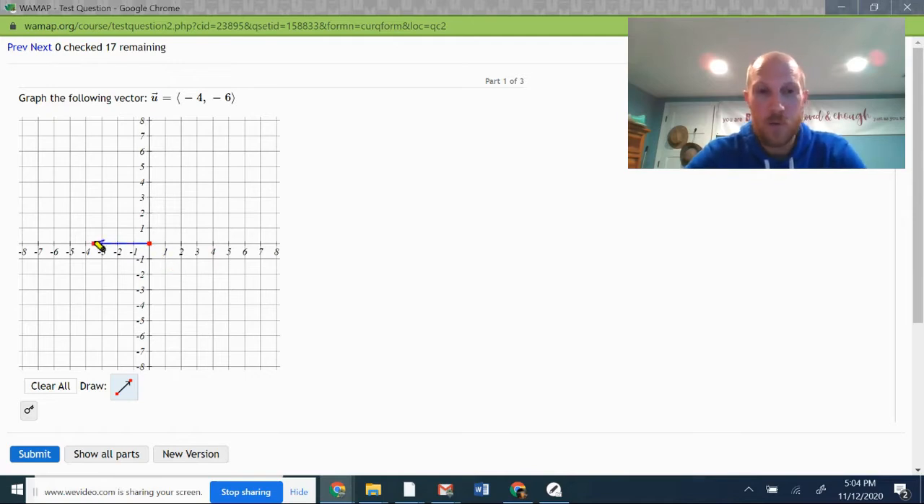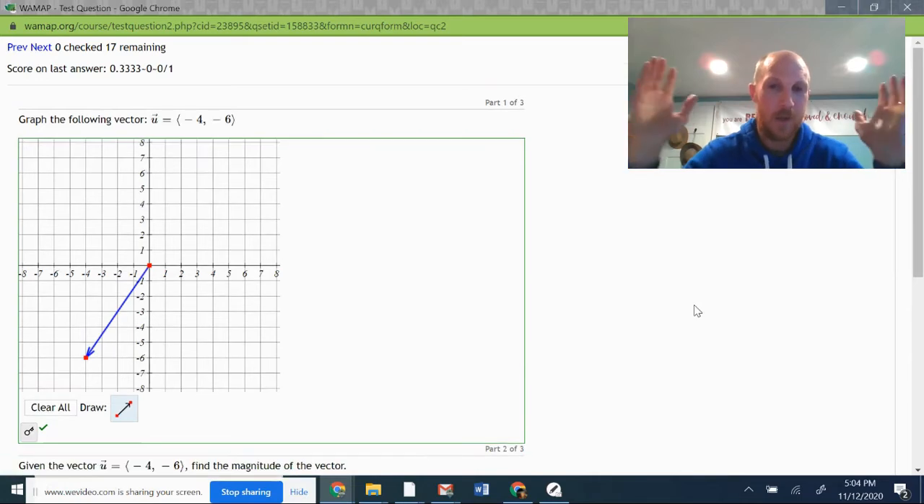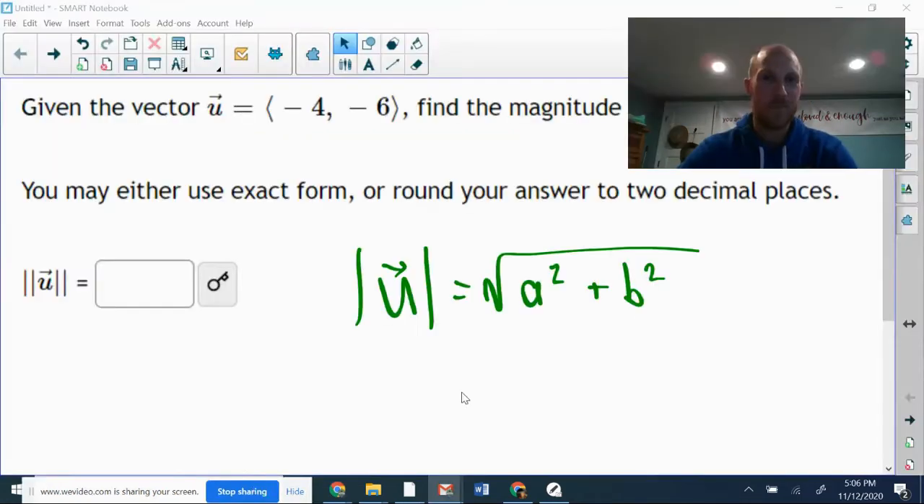So -4 is going to go left 4 spaces. The -6 is going to go down 6 spaces. Once I get my cursor in the right place, go ahead and click, submit, and hooray! That's right. Nice.